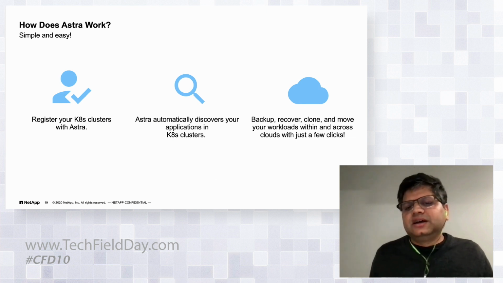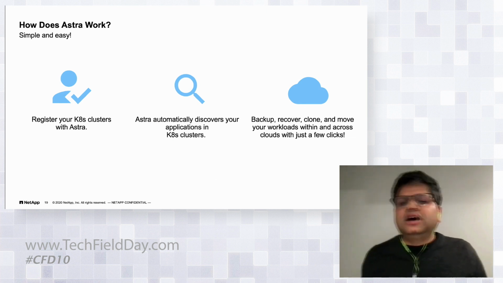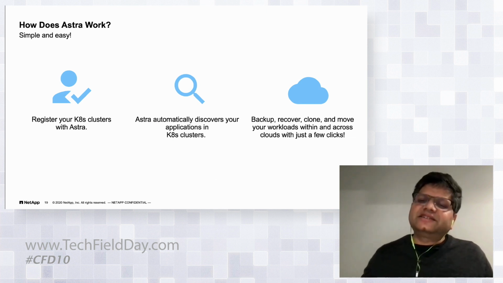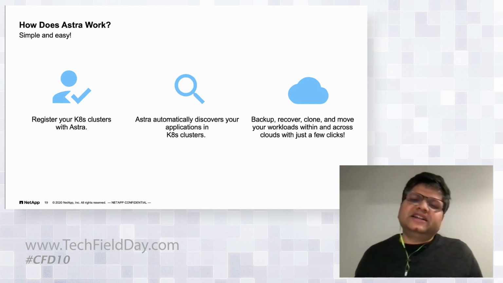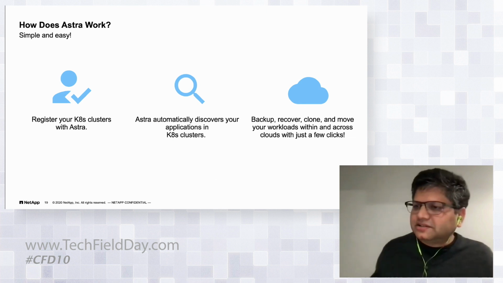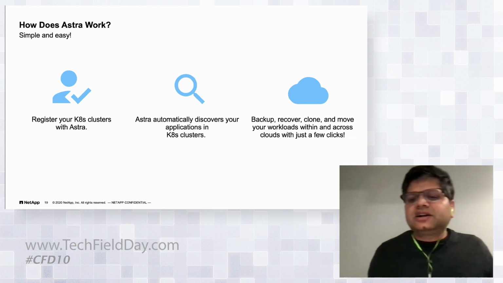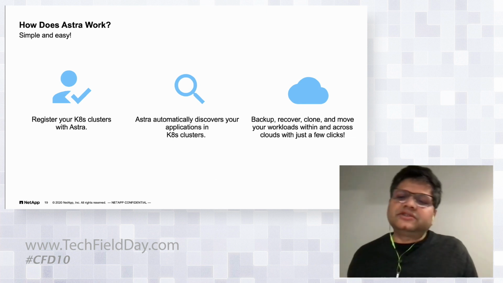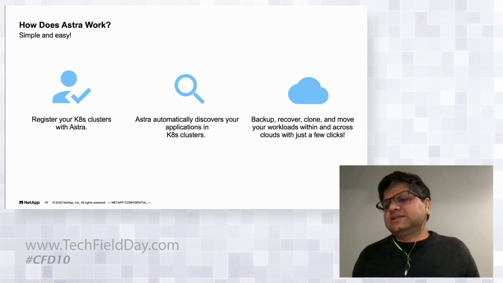Once the apps are discovered, you have the option to choose whether you want them Astra managed or not. Say you have 10 apps and you only want 3 of those to be managed because the others are stateless, or you don't care, they're test applications, whatever. But the 3 are production and you need to take snapshots on a daily basis. You can choose those 3 and add them to Astra and ask Astra to manage them.